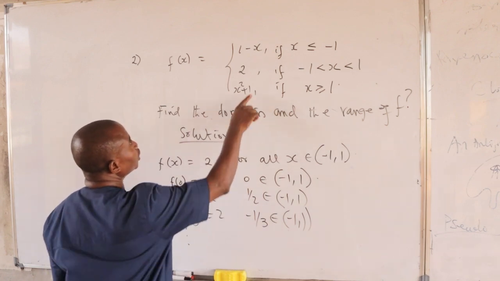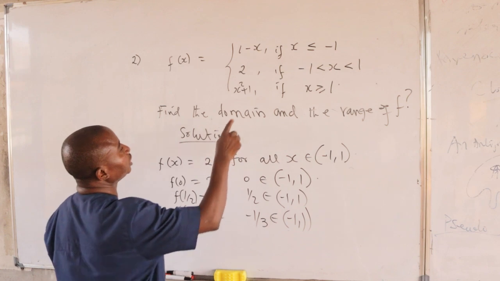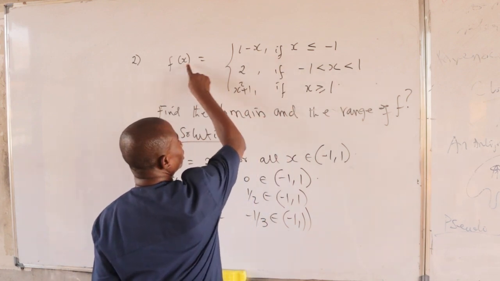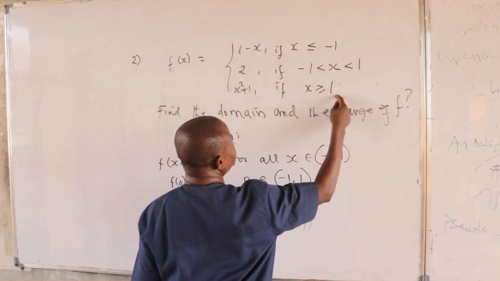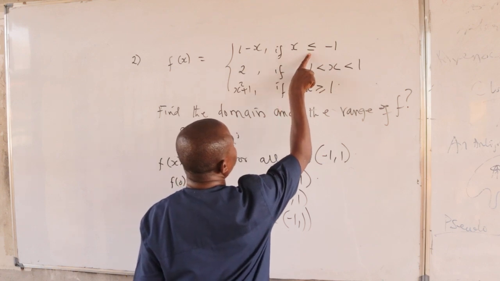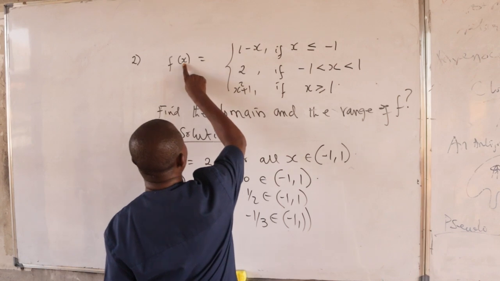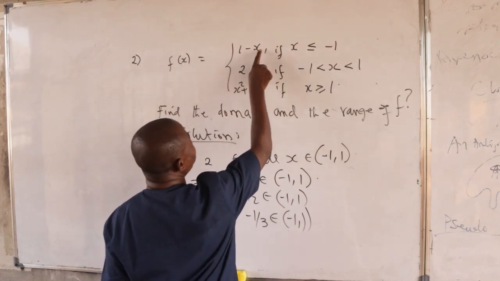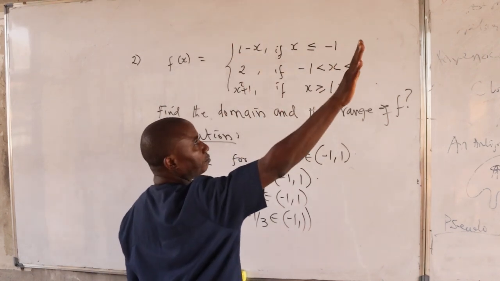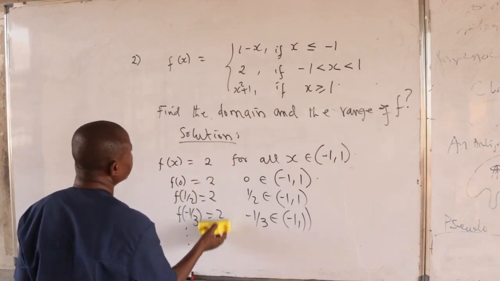Now, let's pursue getting the range of this function. And to do that, we need to examine what this function does in each of these pieces. So we know that when x is between negative infinity and -1, what this function does is to subtract x from 1 and give us something. And so we need to solve the problem there to get the range.